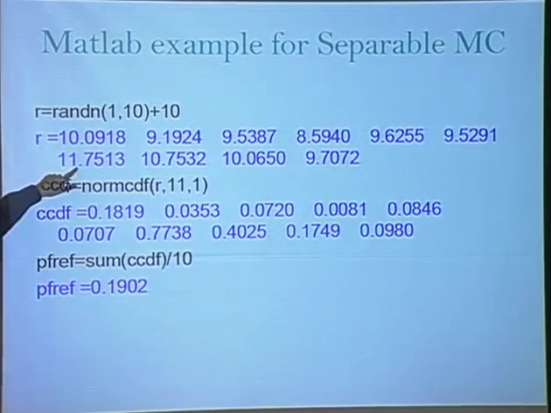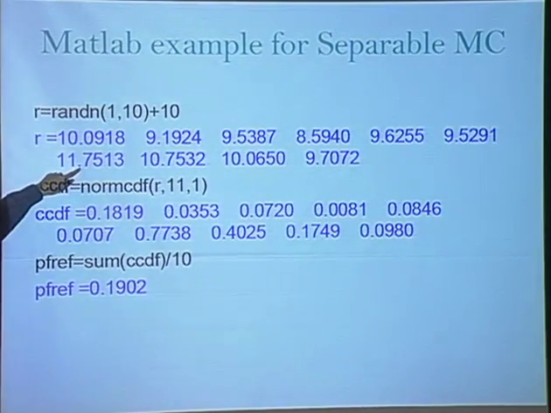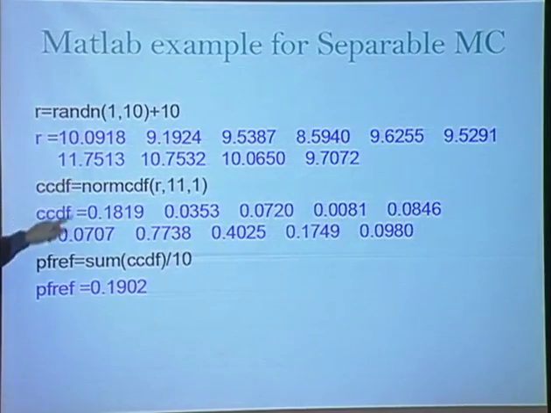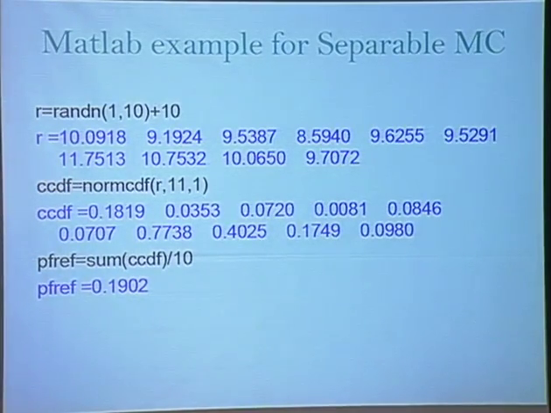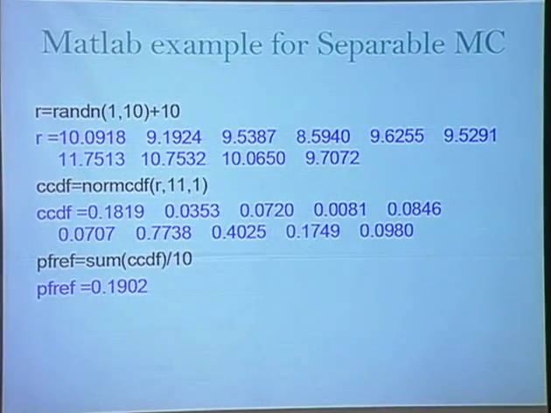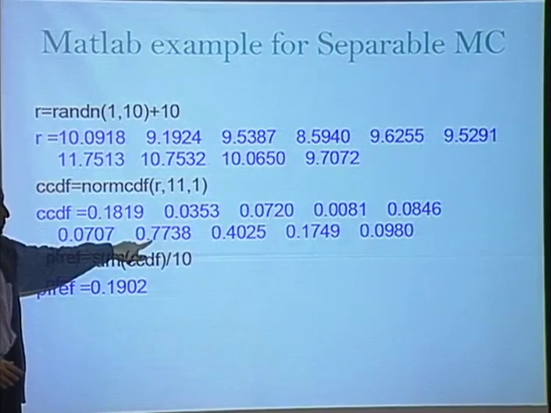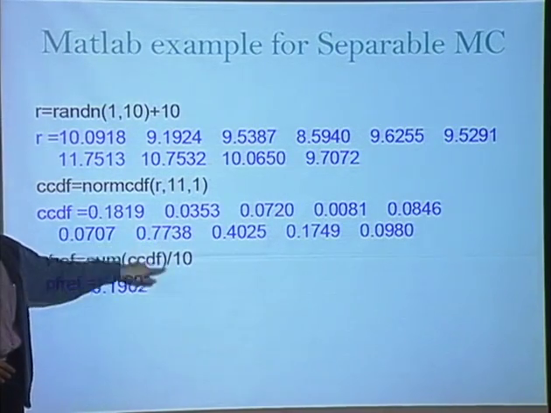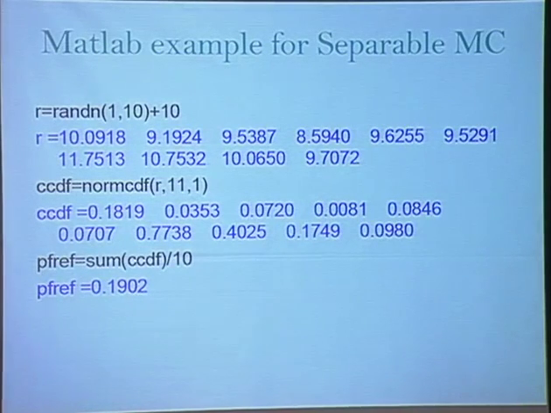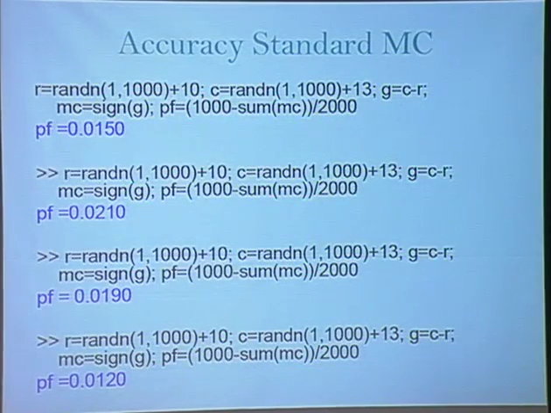While with 11.75, you are 3/4 of a standard deviation above the mean capacity, and so your probability of failure is 77%. And so on. So this is just an illustration, but now let's look at accuracy.